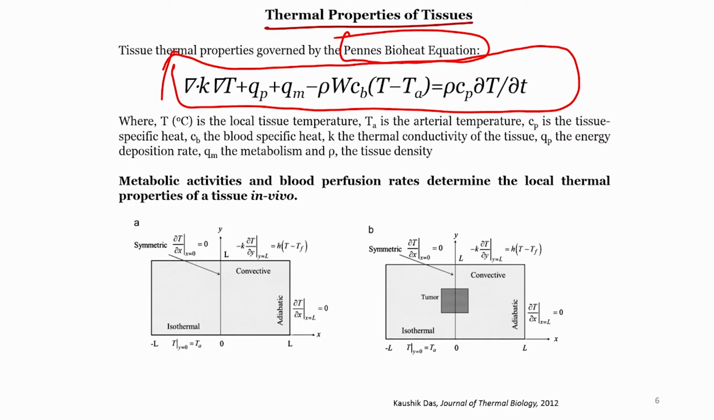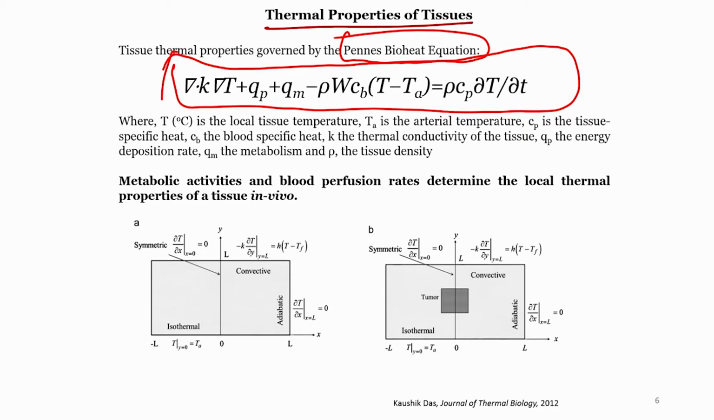It's a very interesting concept. So we will see what is Pennes bioheat equation. So we see a lot of things, right? Del dot k del T plus Qp plus Qm minus rho w Cb (T minus Ta) equal to rho Cp dou T by dou t. Okay, let's see what this is.